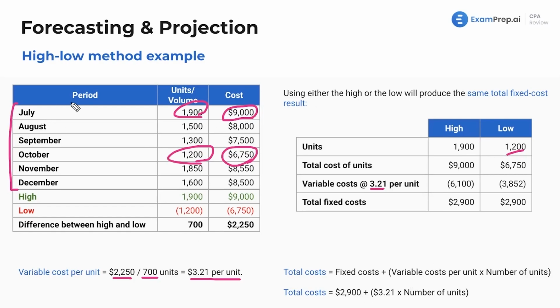It'll just say, what's our total costs? And it'll give you this information here. It'll say, use this information, give me the total costs using the high-low method, and you'll have to figure it out. Now you've seen this, you'll be just fine. Tackle some of these on the exam.